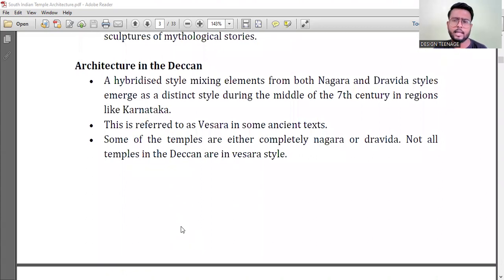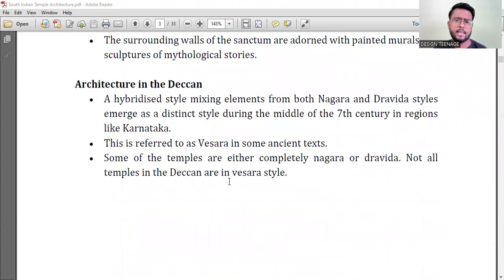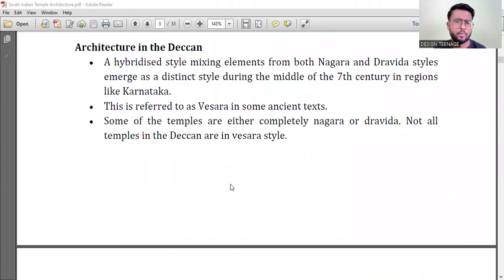What you need to understand is, for example, this one, architecture in the Deccan. So this is what we need to know. Before that, the examples you have over here are just for you to know about, nothing more than that. Okay, in the architecture in the Deccan, we see that some of the temples are either completely Nagara or Dravida.